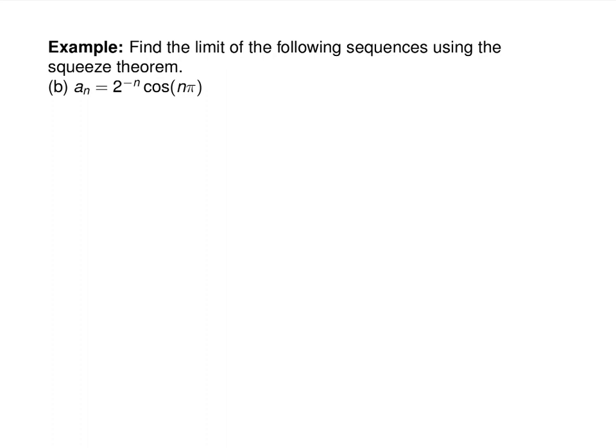All right, another application of the trig function. 2 to the negative n times cosine of n pi. This is the same thing as cosine n pi over 2 to the n. Now the thing to note here is that as a function, cosine is actually bounded. The highest value of cosine is 1, and the lowest value is negative 1.